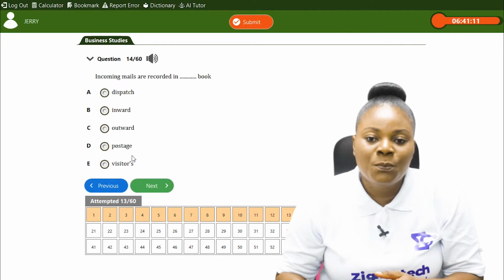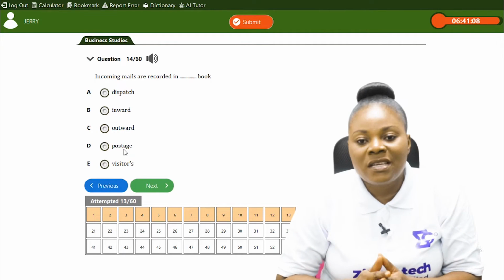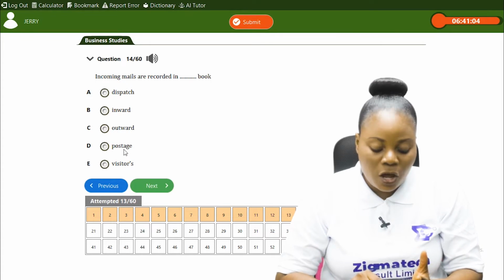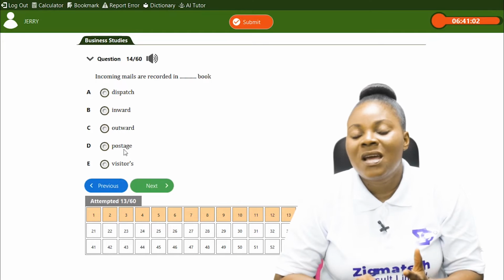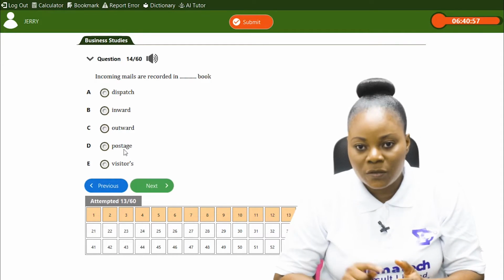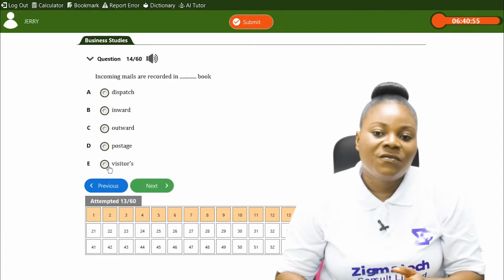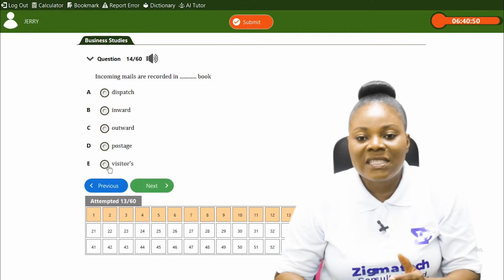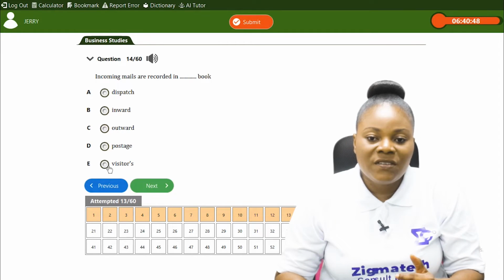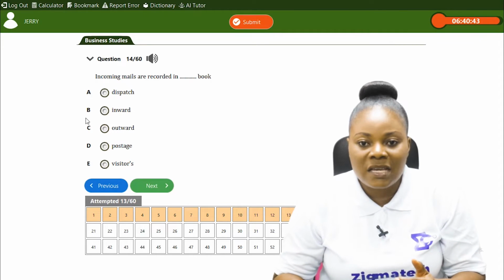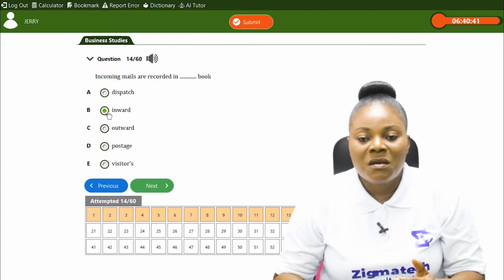We have the postage book, that is the register that keeps record of the number of letters sent to the post office, and it also keeps record of the number of stamps used. We have the visitors book. The visitors book is the book that is used to collect details of every visitor that visits an organization. So for this question, the right answer is option B, the mail inward book.